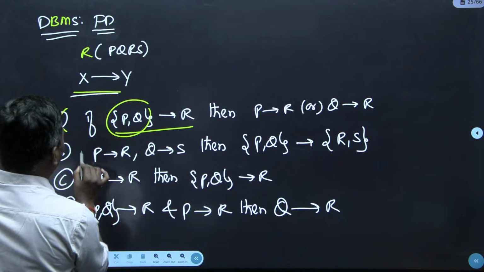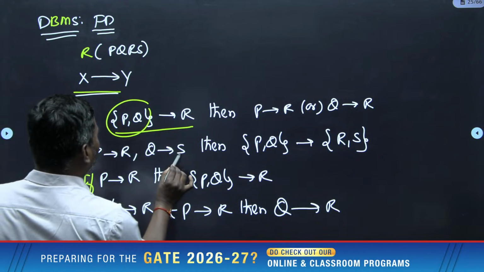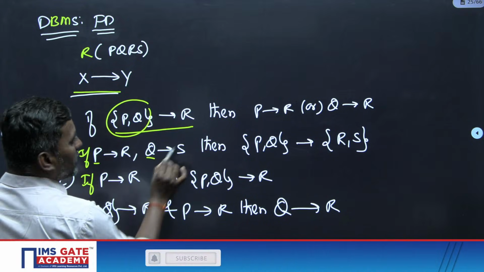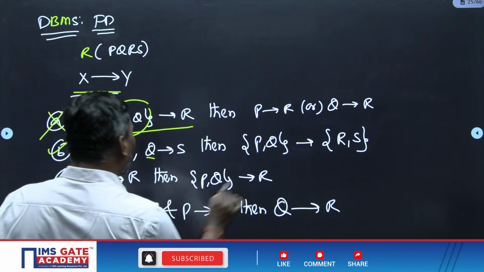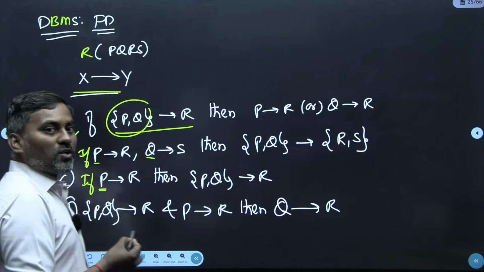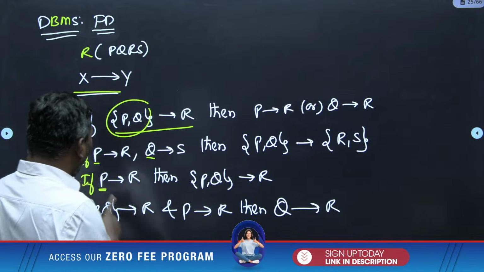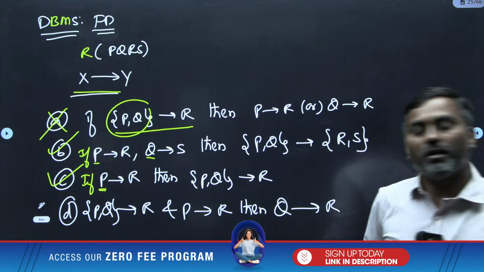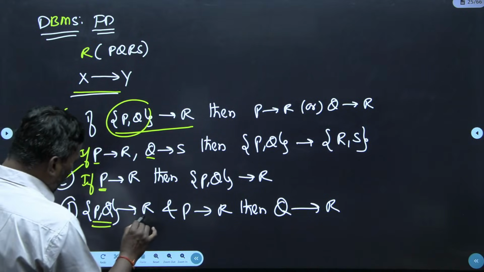P determines R. If P determines R and Q determines S is there, we can tell this combination can determine RS. If P determines R, then PQ determines R. P alone can determine R. Having some more extra attribute definitely can determine R also. This is right. I hope you understand now. P alone can determine R. Adding some attribute to P, it definitely can determine R. So PQ both together determine R.